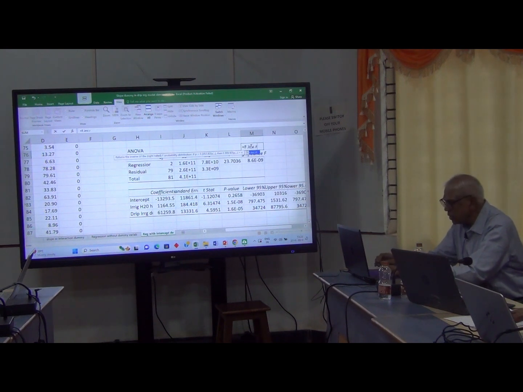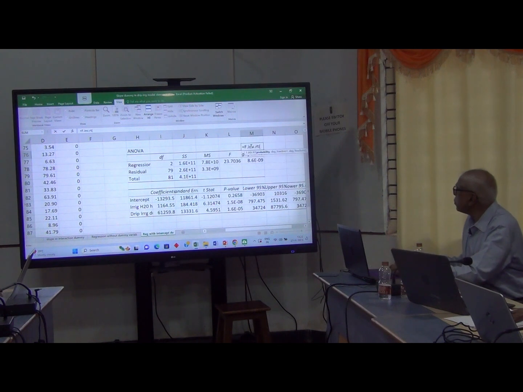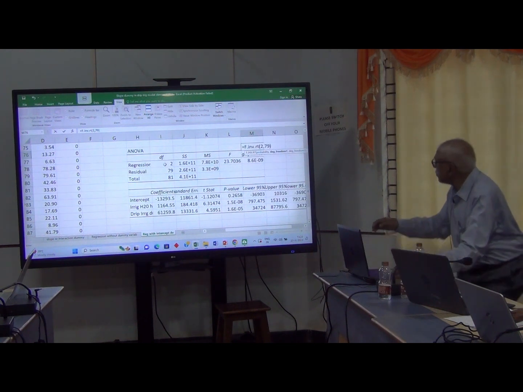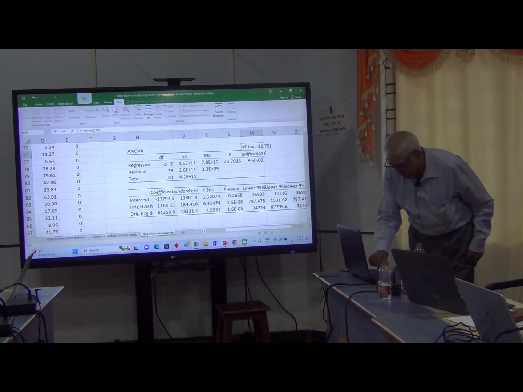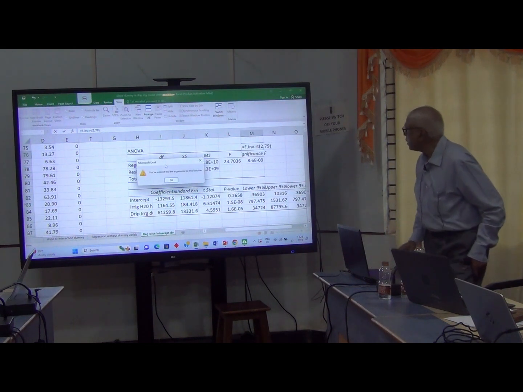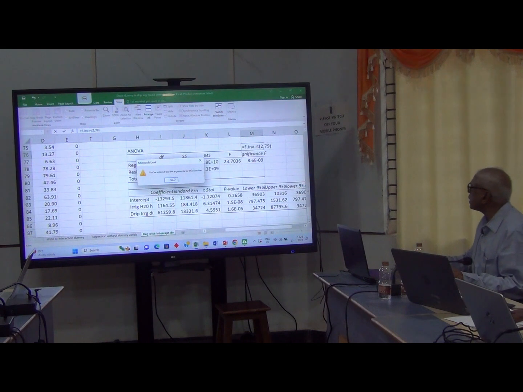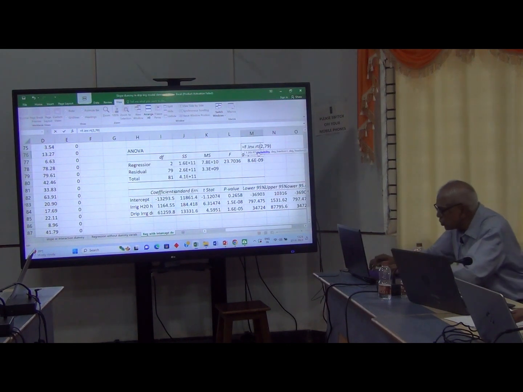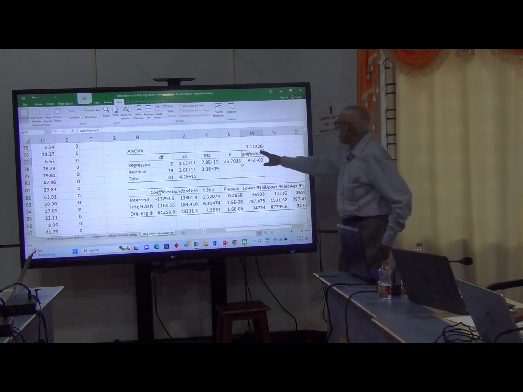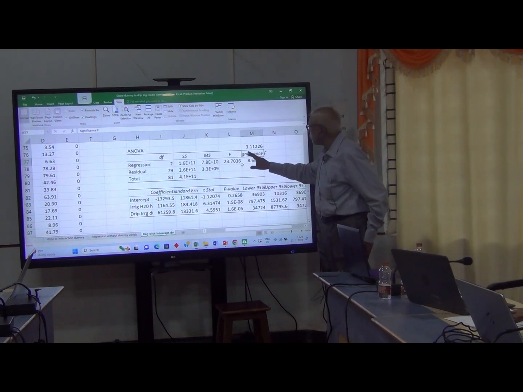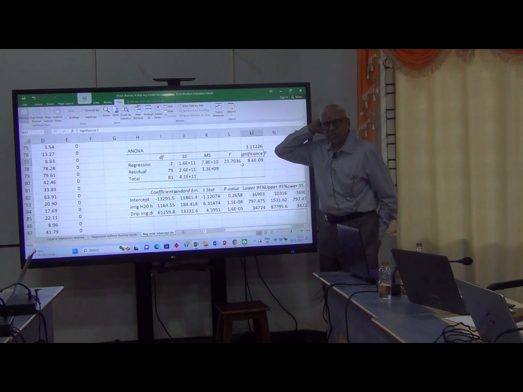What is the English for freedom? You should say degrees of freedom. See, degrees of freedom are different here. Okay, see, 3.11. So the table F is 3.11, the calculated F is 23. So 23 is more than 3.11, therefore F is significant. Therefore, the relationship is statistically significant.